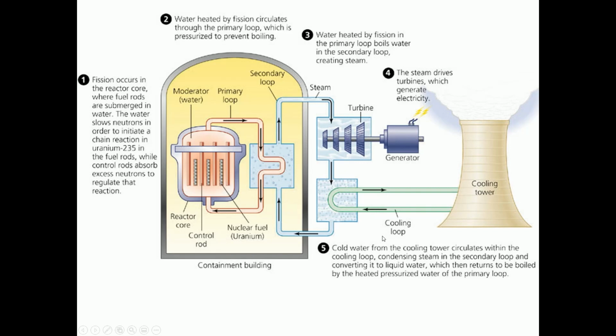Primary loop is getting heated by the reaction. The secondary loop is the one that's turning into steam and actually turns the turbine. And the cooling loop is just pulling heat from the secondary loop and then taking that to the cooling towers and to turn into steam.